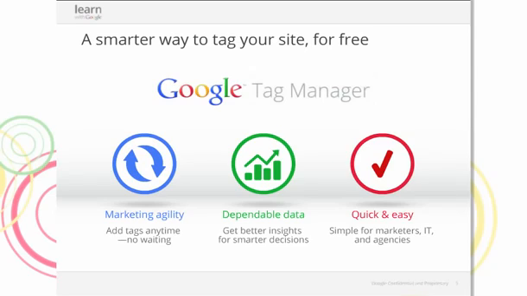Secondly is dependable data. We obviously want to share the value of dependable data. With dependable data, marketers and agencies will develop deeper and richer insights, making for smarter decisions for each campaign. Thirdly, we've got to try and make it quick and easy. So marketers, agencies, and IT folks are all empowered to make these changes, not just the IT folks themselves.